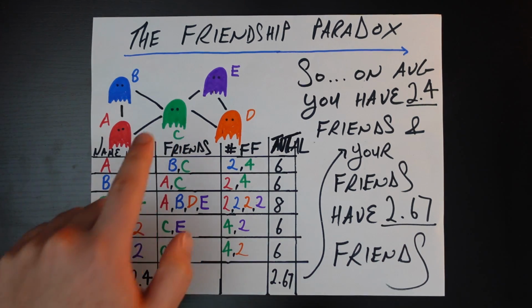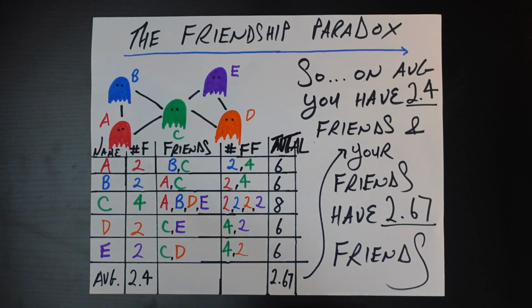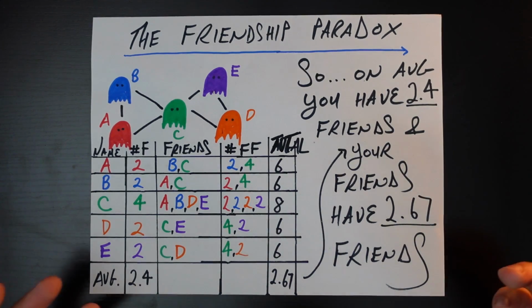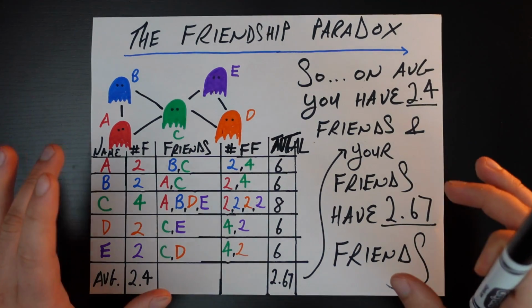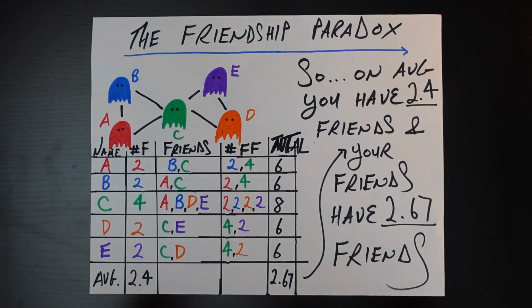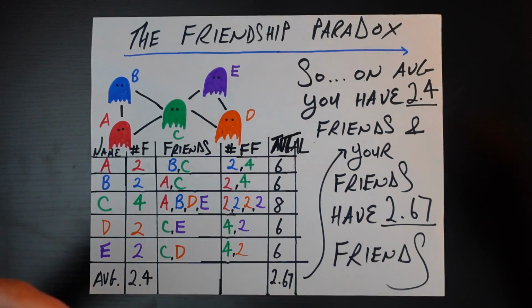For example, C has 4 friends, and so because they have the most friends in the network, there's no one out there with more. It's just a statement about the averages. If you're the average person, then your friends have more friends than you.